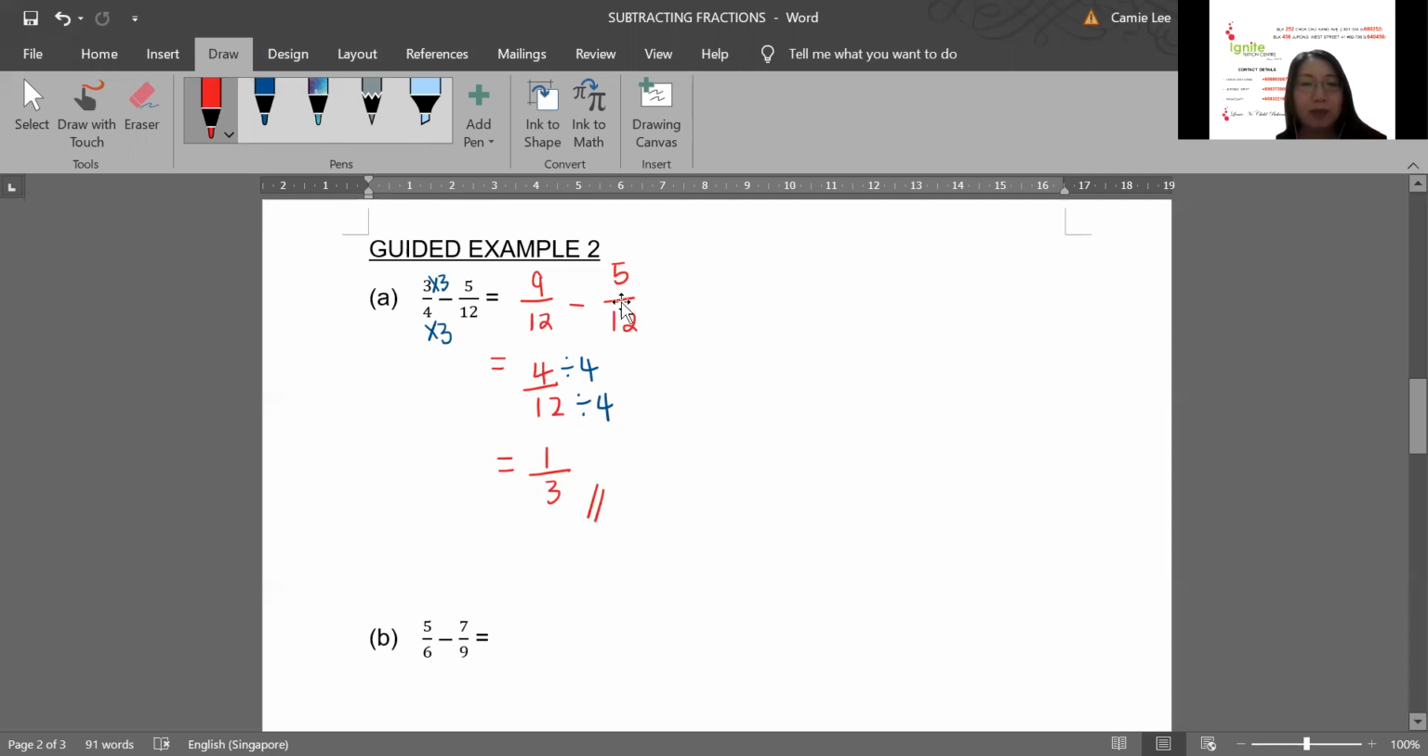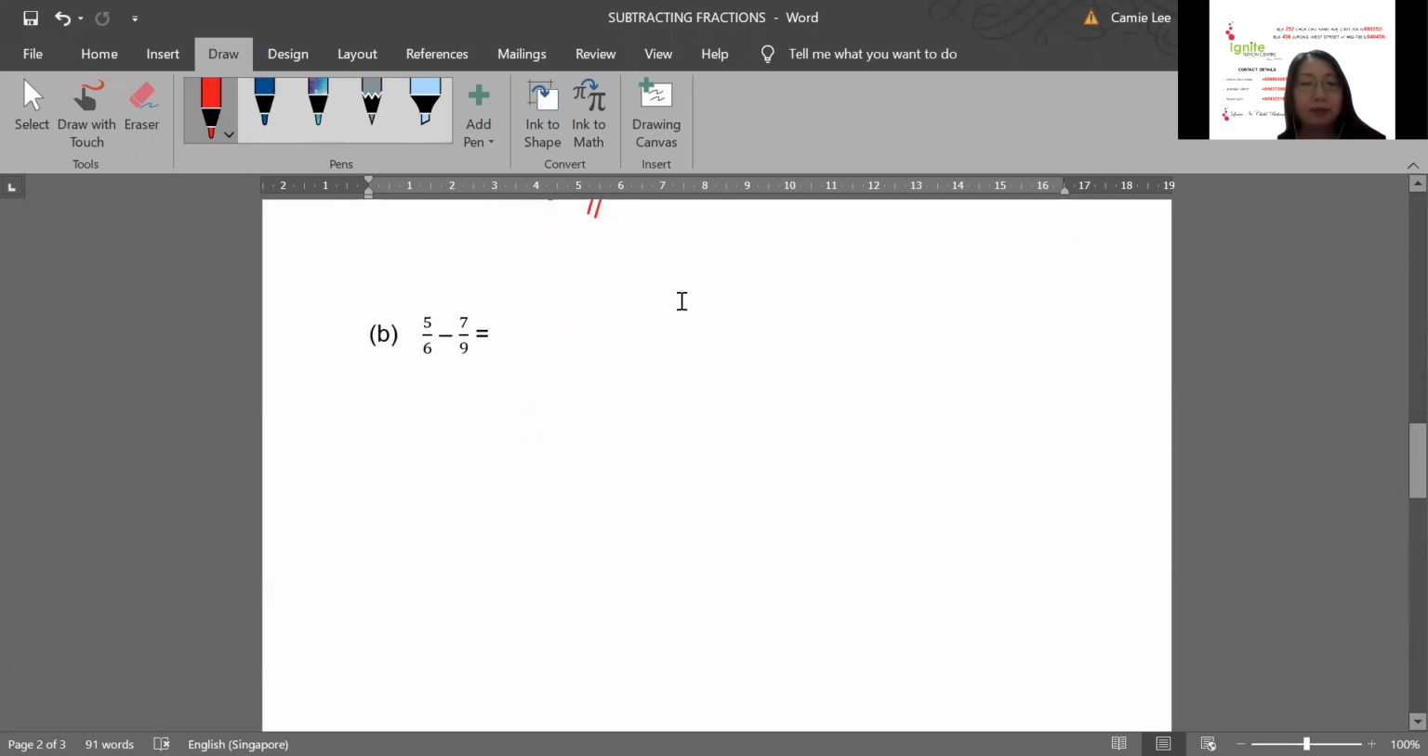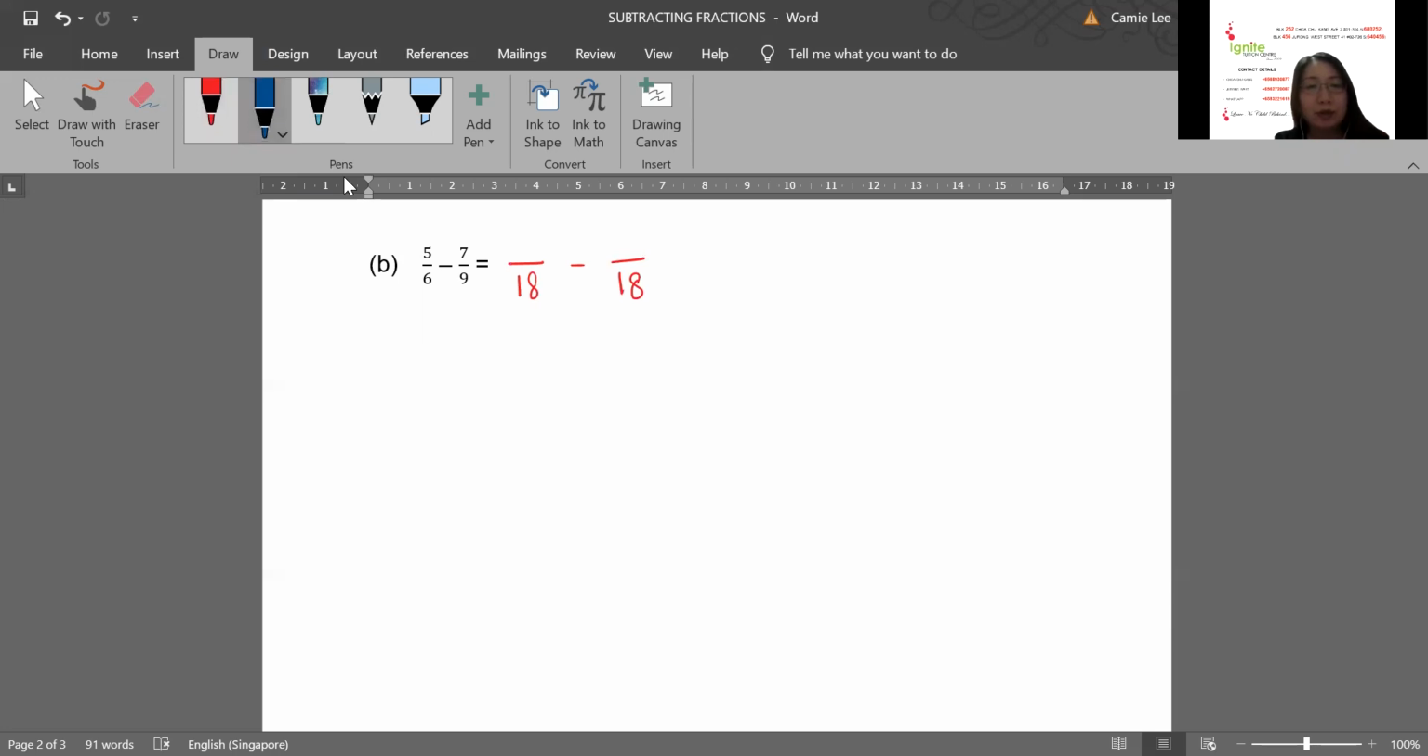Let's look at part B. 5 out of 6 minus 7 out of 9. The common multiple of 6 and 9 is 18. So 6 times 3 gives you 18. Multiply 3 to the numerator. 9 times 2 gives you 18. Multiply 2 to the numerator as well.